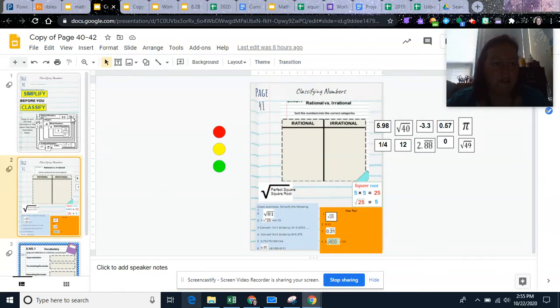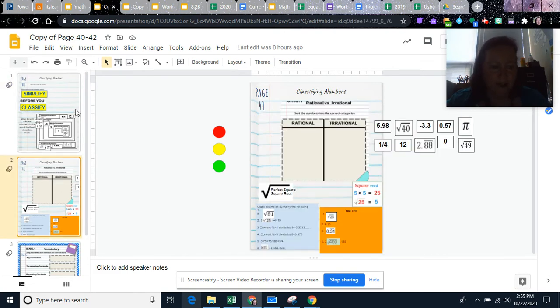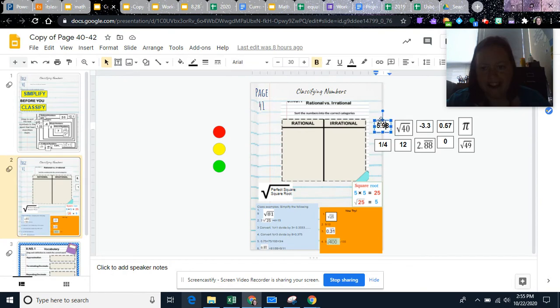Hey, I would like to go over the rest of pages 40 to 42. So we finished page 40. Then when we look at page 41, you need to separate these numbers to say if they are rational or irrational. So anything that can be written as a fraction, remember, is a rational number. You see the word ratio at the beginning, which is a fraction.